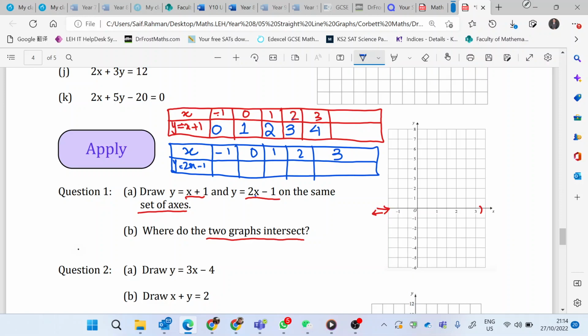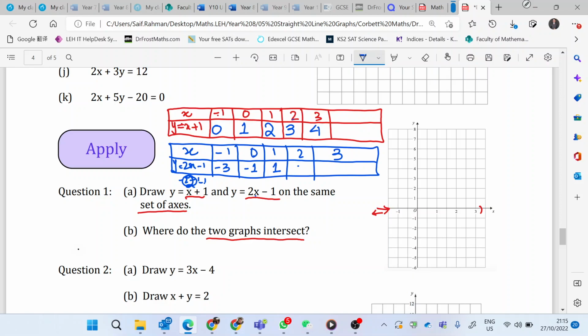So when I put minus 1 here, it will give me minus 2 minus 1. This will give me minus 3. And when I put 0 in place of x, 2 times 0 is 0, and I'm left with minus 1. And when I put plus 1 here, it will give me 2 minus 1. So 2 minus 1 will give me plus 1.